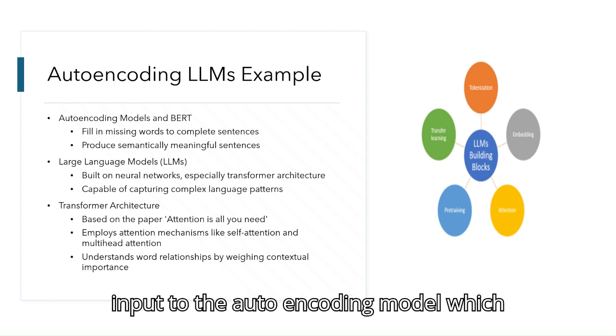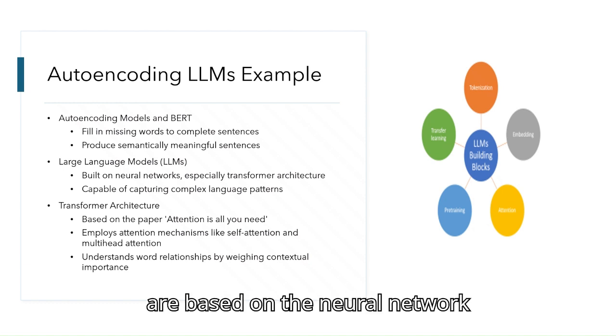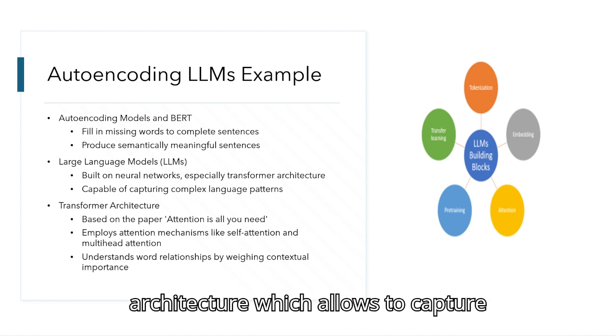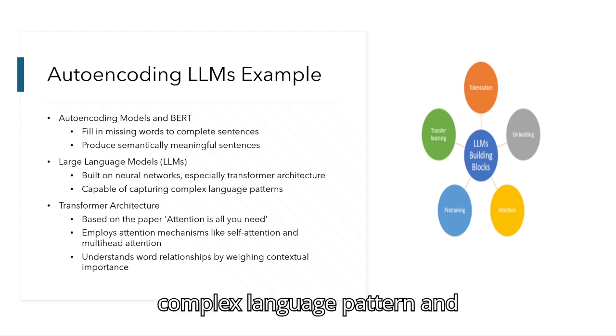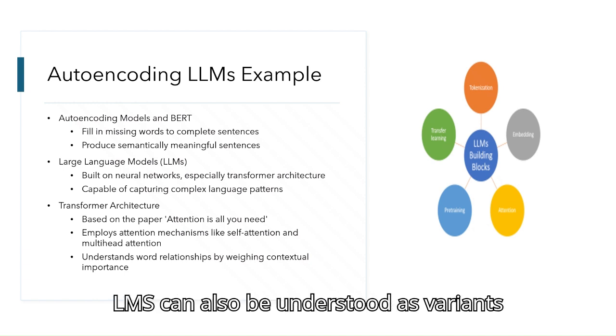Now let's see the input to the auto encoding model, with the example that LLMs are based on the neural network architecture, particularly transformer architecture, which allows them to capture complex language patterns and relationships in large-scale text data. LLMs can also be understood as variants of transformer architecture.